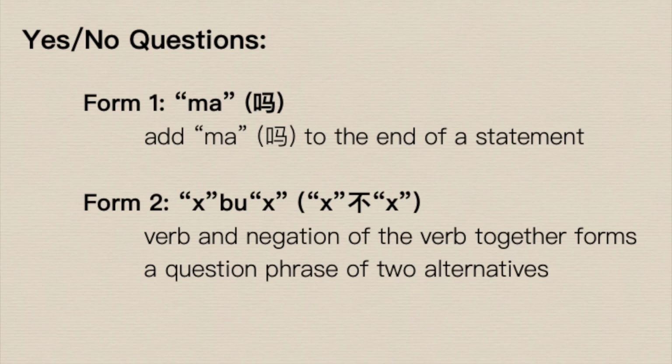The second formation of a yes-no question that is also super common is what we like to call the X, bu, X structure, where X stands in for a verb. So you have a verb and a negation of that verb right next to each other. It's as if to give you two alternatives, yes or no, is or is not, can or cannot.